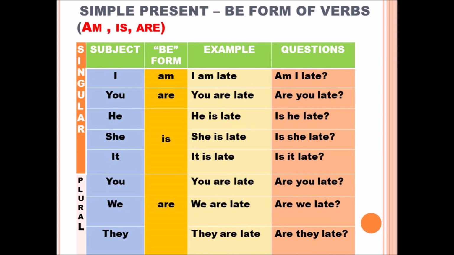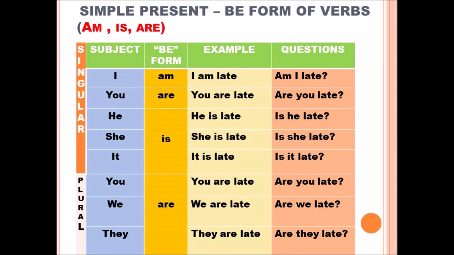Second one is you are late. Are you late? He, she, it. So we use is for he, she, it. So he is late, she is late, it is late. And how do we change it into a question? Is he late? Is she late? Or is it late?